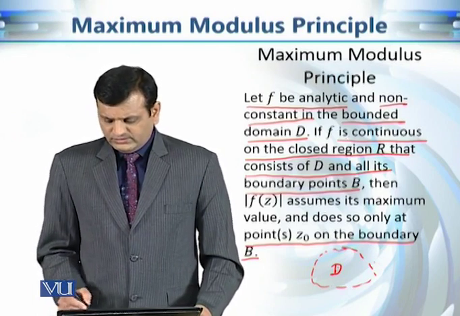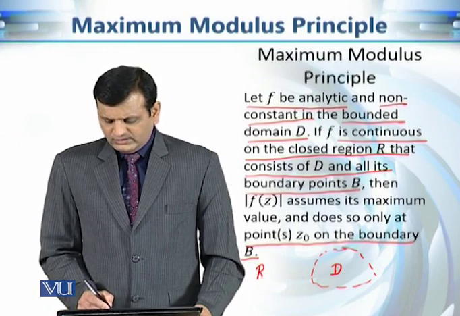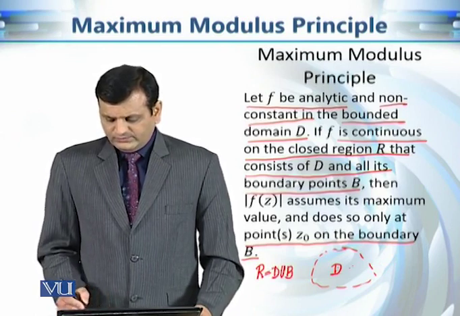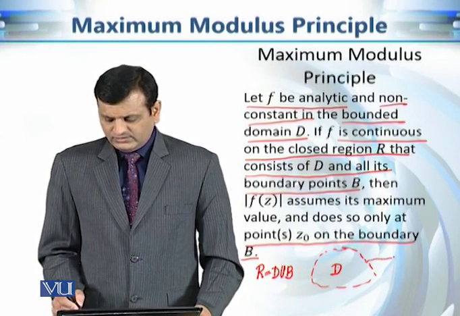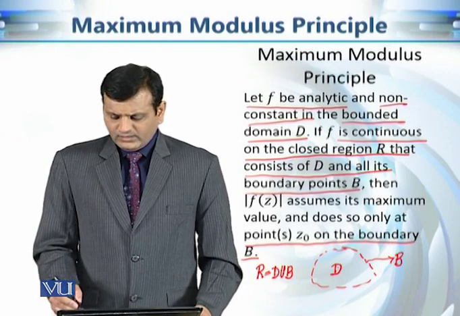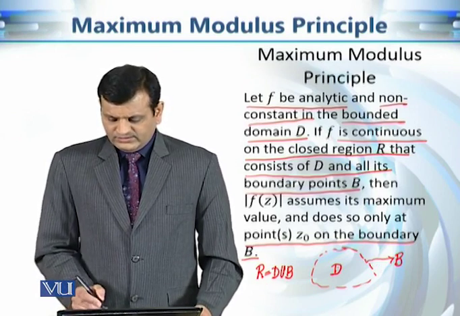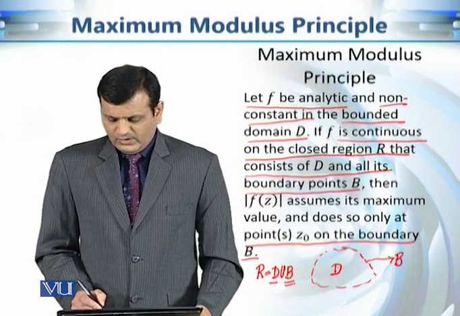So what is this closed region R? The closed region R is equal to D union the boundary of D. Okay, so this shaded region is the boundary of this domain D. Okay, and f is continuous on this closed region R that consists of D and the boundary points.